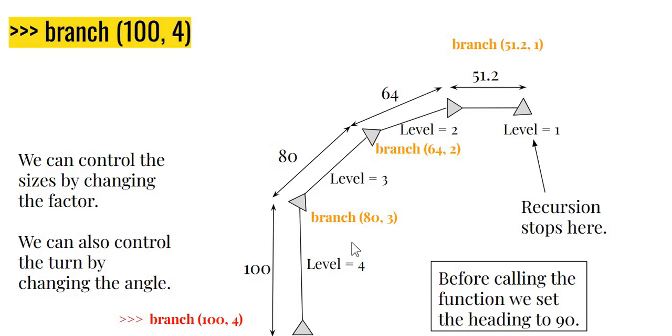So that's 83. Of course, 0.8 is just a number. You can also change that, so the ratio will change accordingly. Then I draw a second line. So the level was 4 here. Level became 3. I called again with 64 and 2 because remember, I'm doing level minus 1. So level was 2 here. I drew something at 51.2 and 1 because the level was 1. So at this point, I call the turtle again with 51.2 as size and 1 as the level.